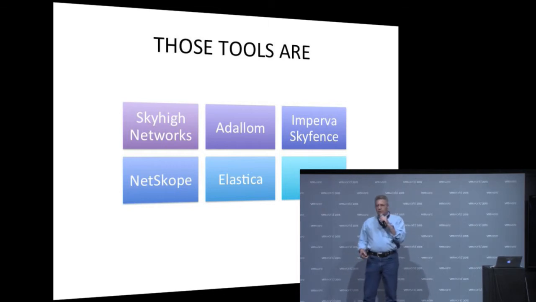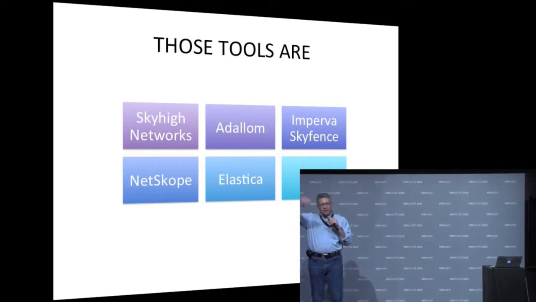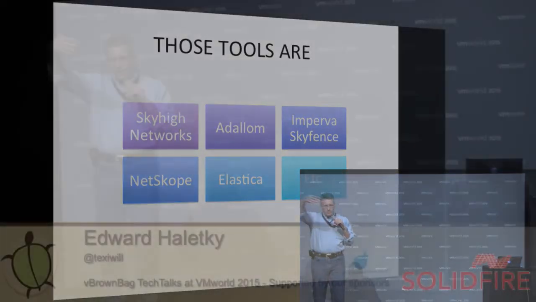Adallom is a tool that doesn't plug into your network. It's not on premises, it's actually in the cloud. You plug it into all the SaaS providers you know through SSO, and you monitor how people use your services. The two together is actually a really powerful combination. One gives you protection and monitoring for things that are outside your control. One requires you to force it through your network. Netskope, Elastica, Imperva, SkyFence, they're all very much like SkyHigh and Adallom. Those are the two types for here.